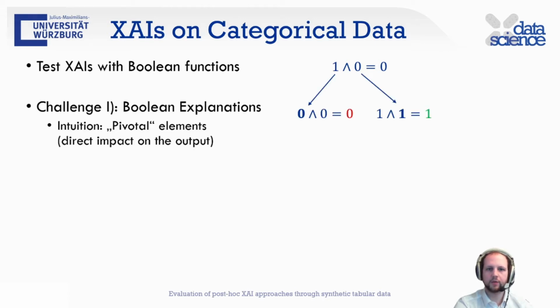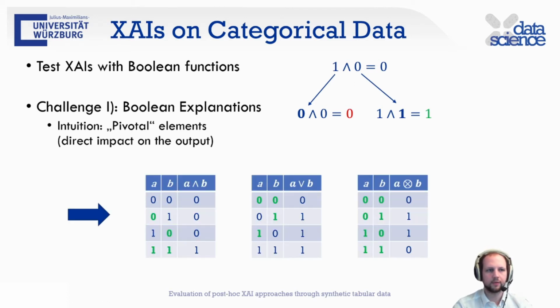For this, we use the intuition of pivotal elements. That is, if we, for a formula, have an assignment of variables given, then the variable that single-handedly is capable of changing the function output, if it itself is changed, is considered pivotal to the function and therefore most influential to the function output. Following this intuition, we can build truth tables for basic operations such as an AND or an XOR operation, which we can then use to generate more complex explanations.